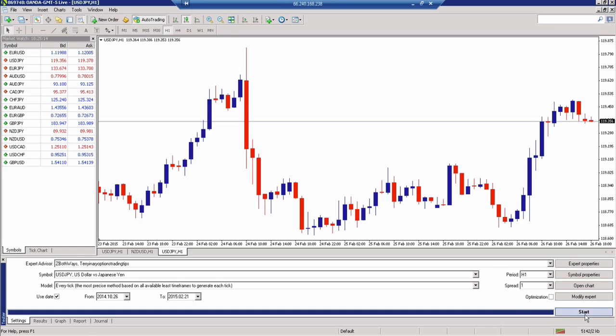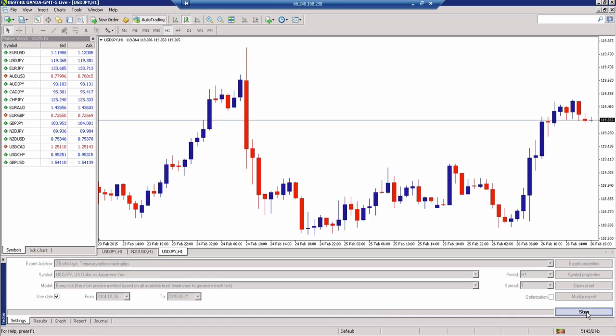So what I'm going to do is press this start button and set this test in motion. What happens is a blue line will turn up here. It will almost touch, then retreat, and then come back. At the end, the test will complete.